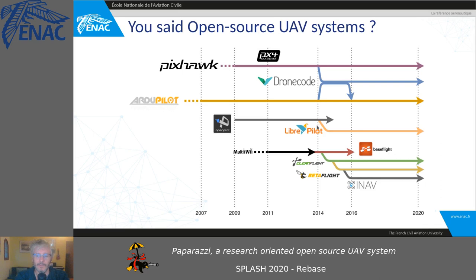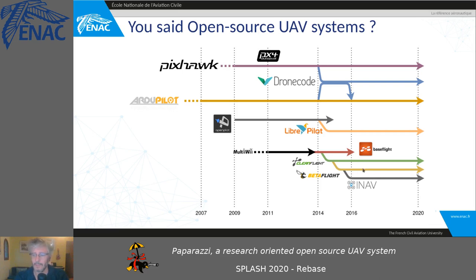The Multi-Way Initiative is a very, very interesting hacking project started in 2011, and that finally became Base Flight, which is finished today. But that was forked into Clean Flight, forked into Beta Flight, into INAV, and actually so many others that it's a little bit confusing here. But for sure, these projects are very, very good for FPV flights, and Beta Flight is one of the best out there.